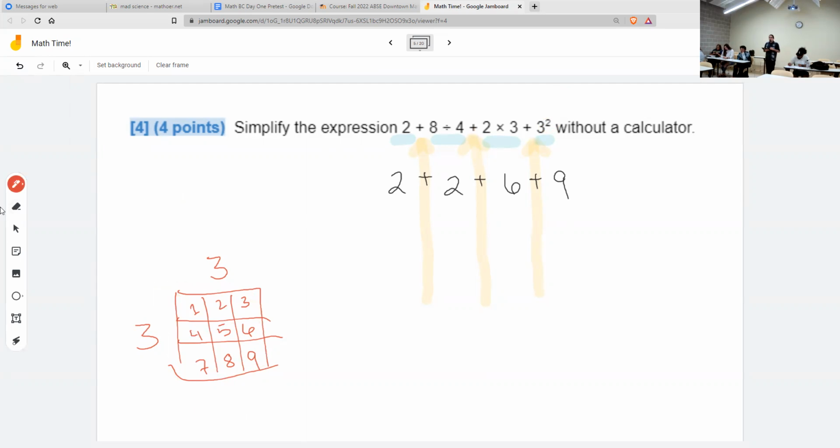Okay, now I can finish up. 2 plus 2 is 4, plus another 6 is 10, plus 9 more is 19. Questions about what we did? Should we do a more complicated one? Yes. Yes, let's do it.